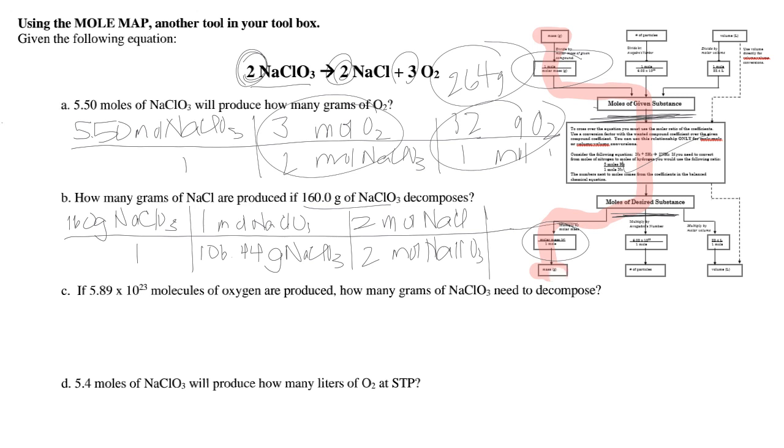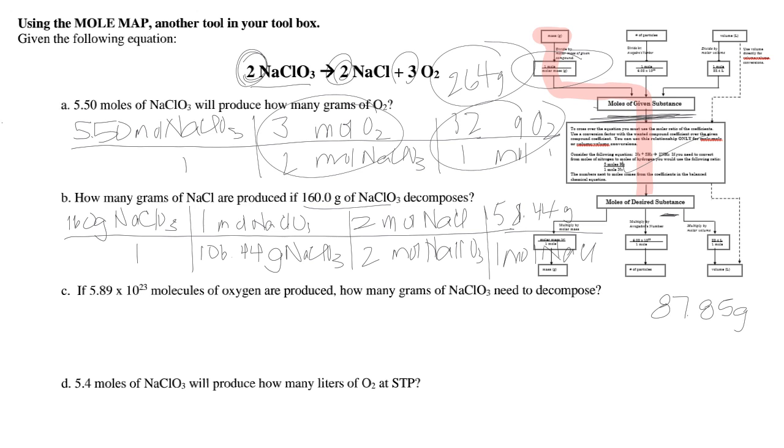So let me just erase this so we have a spot. So now I'm going to have 1 mole NaCl, molar mass is 58.44. And then I do the math, and I get an answer of 87.85 grams of NaCl produced.